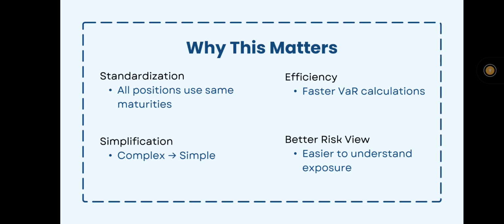Why does this matter? So why do we do this? Four main reasons. First, standardization. All positions now use the same standard maturities. Second, efficiency. VaR calculation becomes much faster. Third, simplification. We have turned complex derivatives into simple bonds. And fourth, better risk visibility. It's easier to understand your total exposure. Alright, let's wrap up part 1. Let's move to part 2.